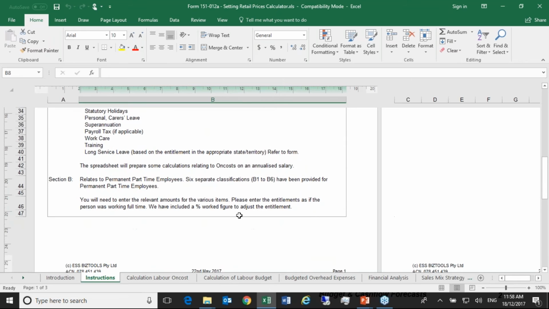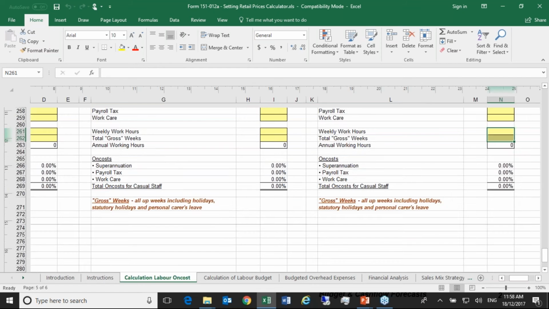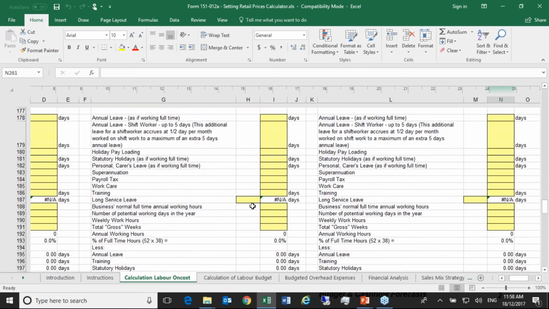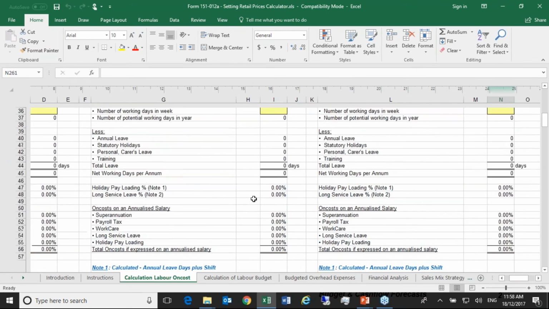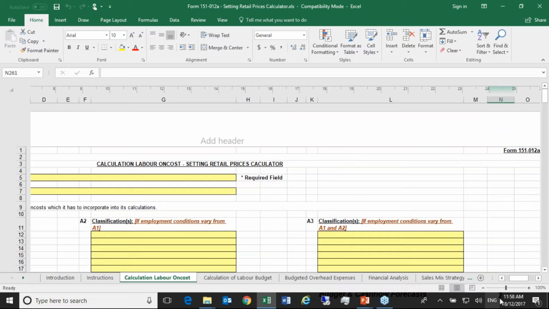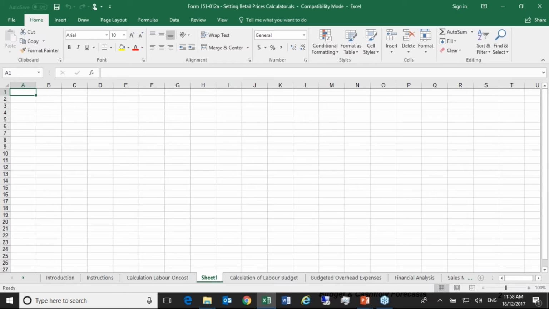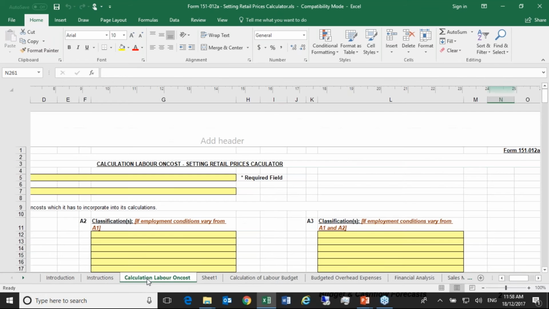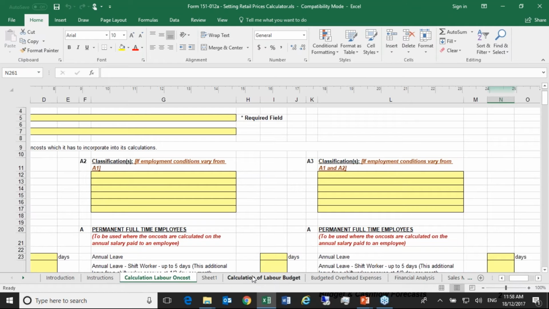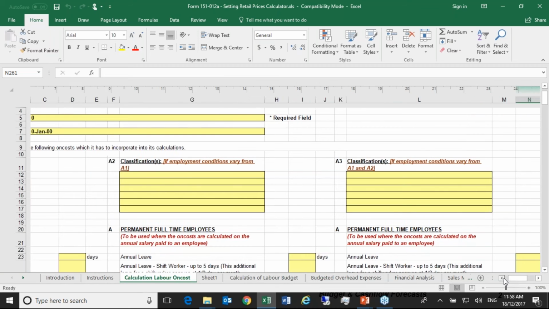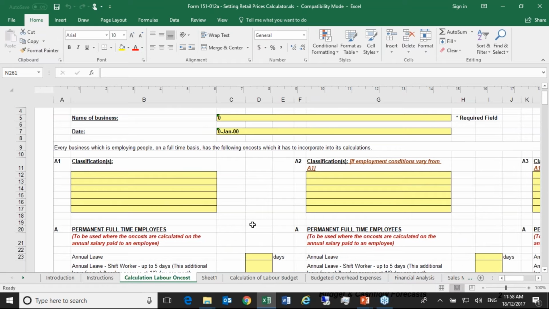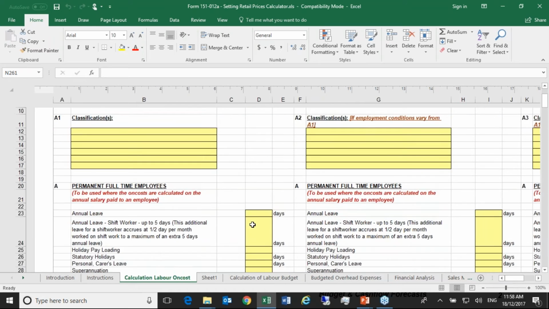So they're the agenda items. There's some instructions there for you to utilize in this process. There's a labor on cost calculator, which we'll just go back to the beginning. Provisions being made for a whole range of different classifications of employees for you to enter.